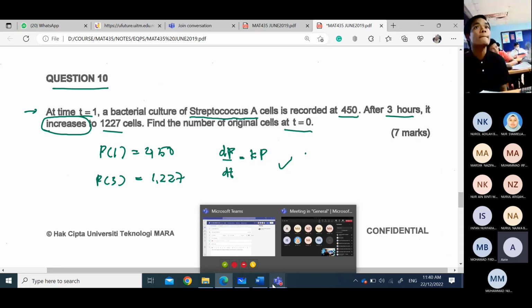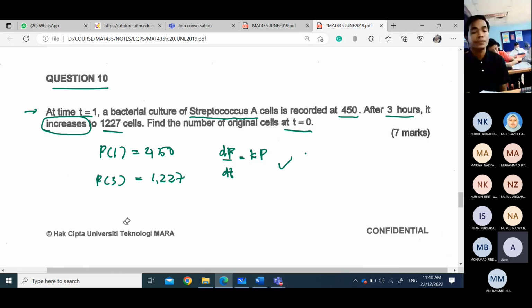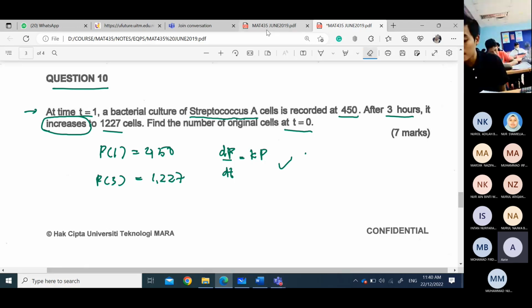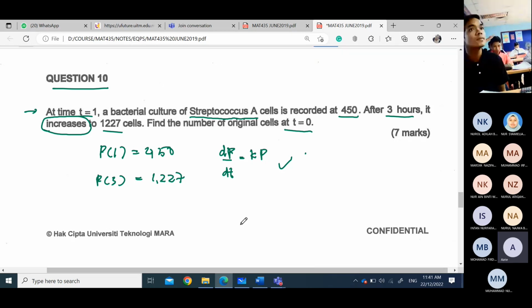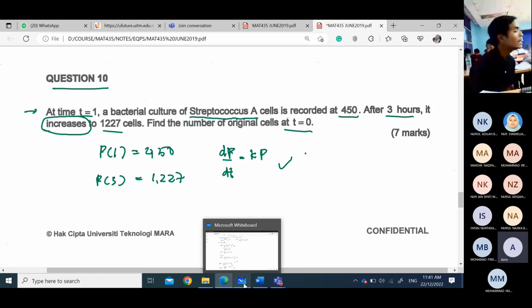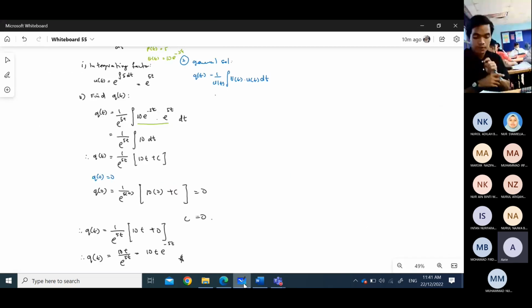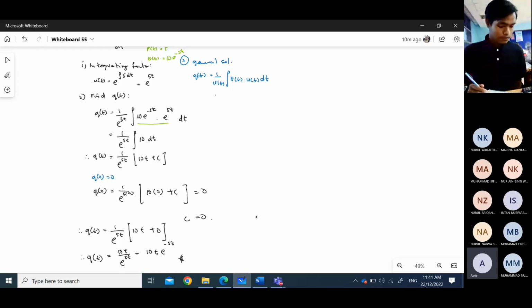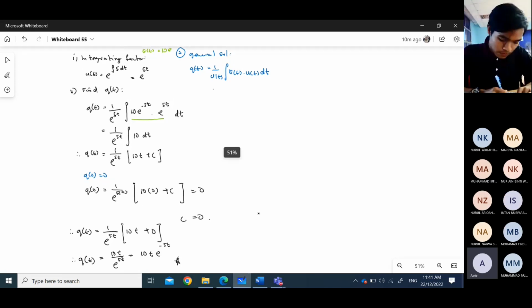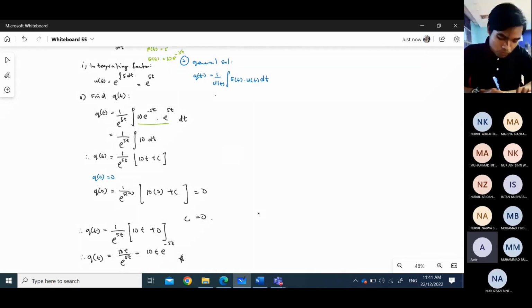Cari apa? Variable constant A and K. So how to find A and K? Solve the simultaneous equation. Oh, kau bagi juga lah. Masukkan tu kita ada 2 at t equals to 1, 450, t equals to 3, 1227. Kalkulator jadi mana? Boleh. Lepas tu 2 bahagi 1.